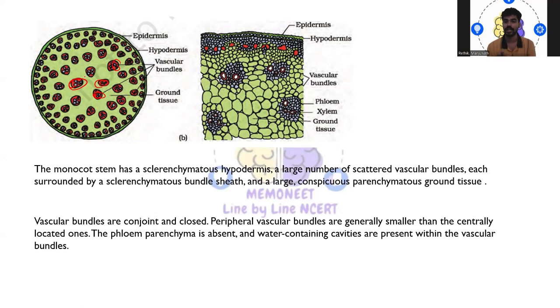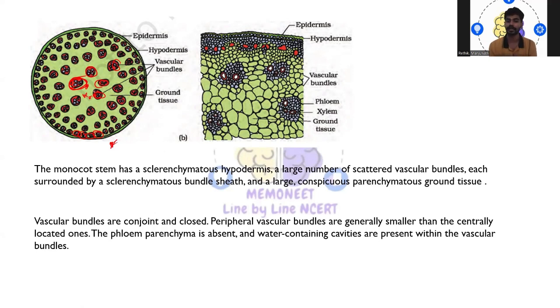They are generally very small compared to the centrally located ones. So these are centrally located, and they are generally very large when compared to the vascular bundles located in the periphery region. So when compared to this part, the vascular bundles present at this part are very large. That is what they are trying to say.